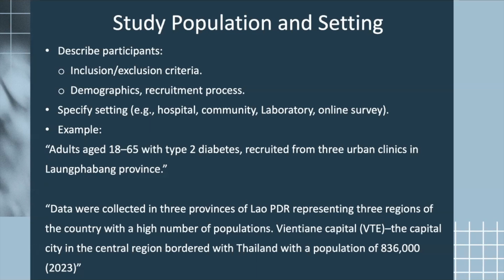Another example is, data were collected in 3 provinces of Lao PDR, representing 3 regions of the country, with a high number of populations. Vientiane Capital, VTE, the capital city in the central region, bordered with Thailand, with a population of 836,000 in 2023.